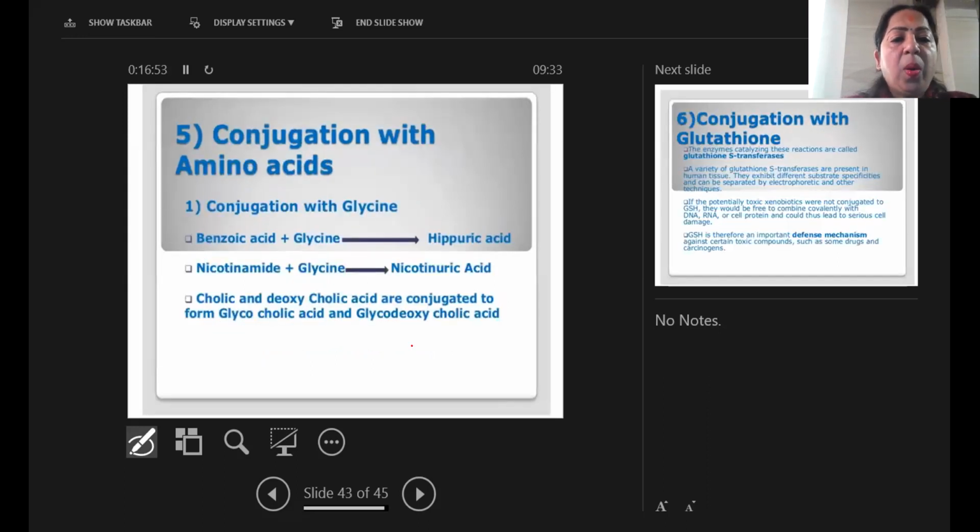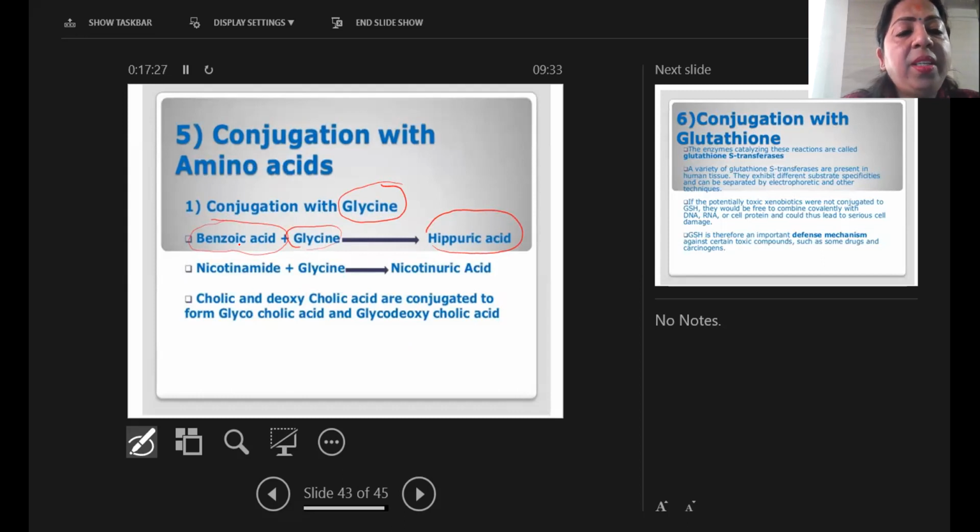The next is conjugation with amino acids. The main conjugating agent here is glycine. Glycine is an amino acid which is achiral and which frequently undergoes conjugation reactions. We can see the example of benzoic acid. It is converted into hippuric acid with glycine, and what will be the enzyme? The enzyme will be glycine transferase.